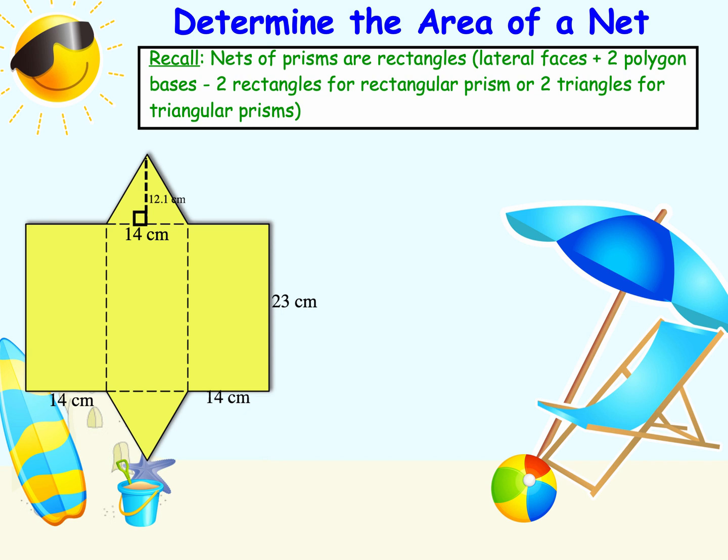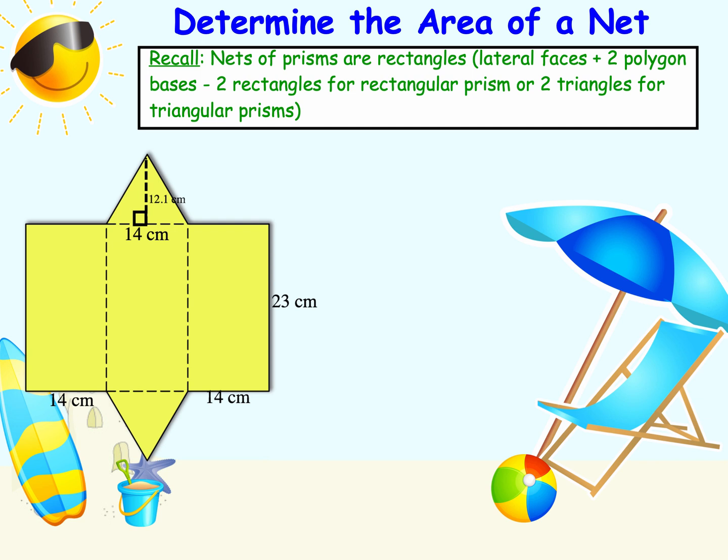So now let's take a look at how we do it. Remember, the net of a prism, and specifically the kinds of prisms we've been working on, the rectangular prism and the triangular prism, is basically taking it and making it flat. So here's the net of a triangular prism. It's composed of the lateral faces plus the 2 polygon bases. For the rectangular prism, it's 4 rectangles plus the 2 rectangular bases. For the triangular prism, it's 3 rectangles and 2 triangular bases.